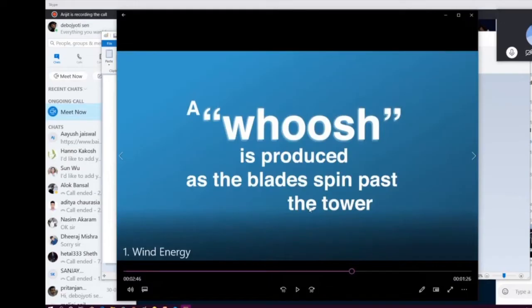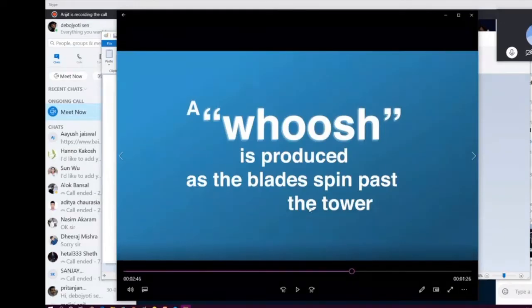Previously, the old wind turbines used to produce a whoosh sound, so wherever it was installed, the nearby places had noise pollution. Nowadays, with modern technologies, we can call this BLDC. If you are an electrical engineer, BLDC is brushless DC motors. So if you are using brushless DC motors or DC generators to generate wind power, the whoosh sound is not there in the wind turbine anymore.